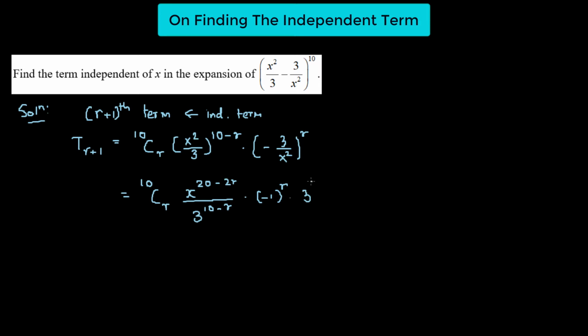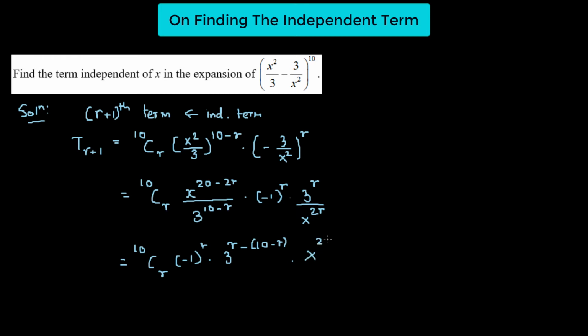times 3 raised to the power of r divided by x raised to the power of twice of r, which is equal to 10cr times negative 1 raised to the power of r times 3 raised to the power of r minus 10 minus r. So what we have done, we have taken the exponent of 3 in the denominator and subtracted it from the exponent of 3 in the numerator, which leaves us with x.